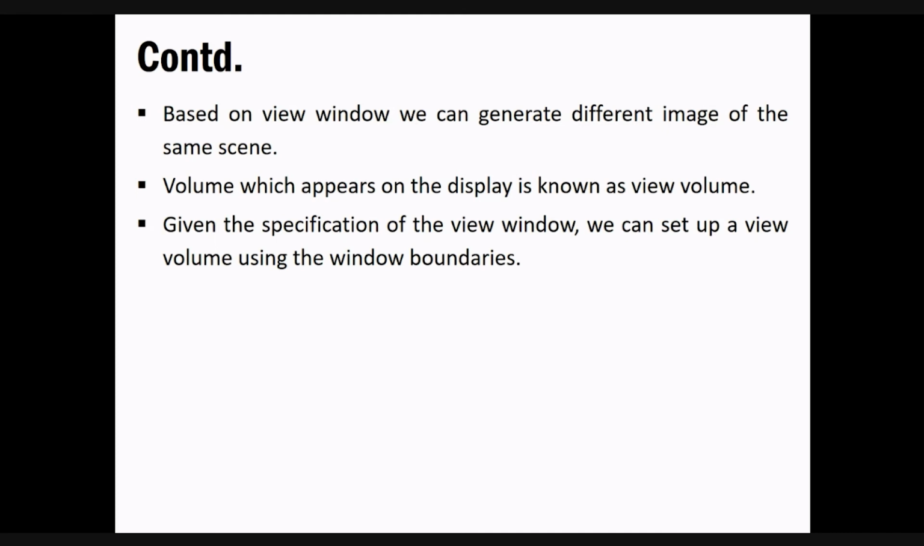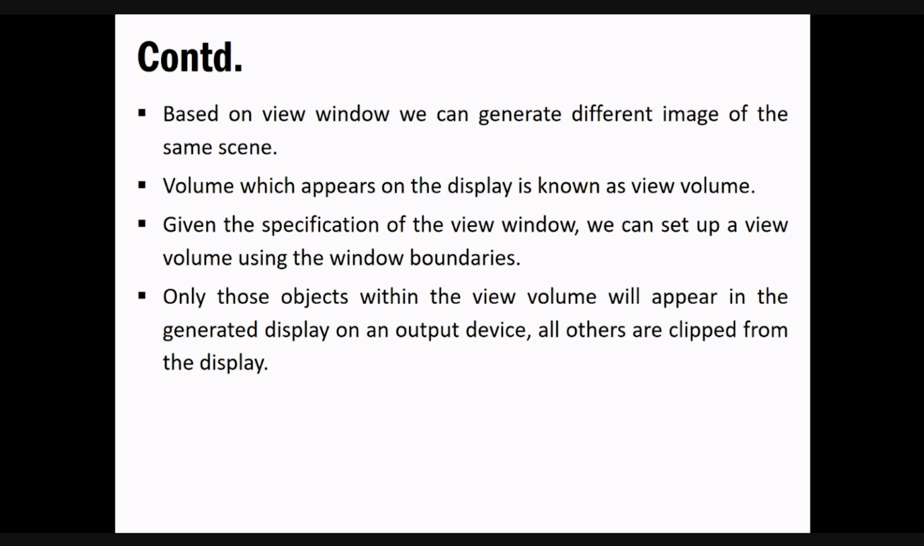So that is the same thing written over here. Now only those objects within the view volume will appear in the generated display on the output, because all the rest are clipped from the display. A very simple thing. Obviously, only the limited boundary on the plane that you want to display would contain your information. Other things would be scrapped. So the key part would be that particular portion.